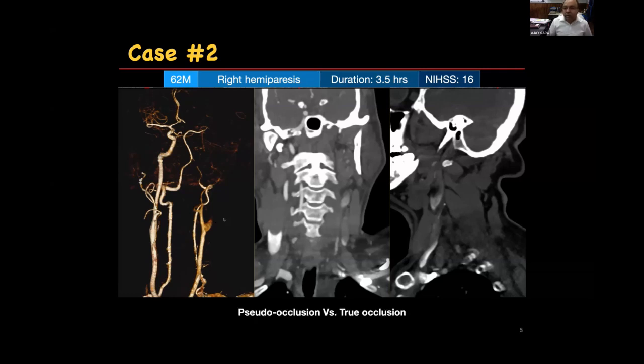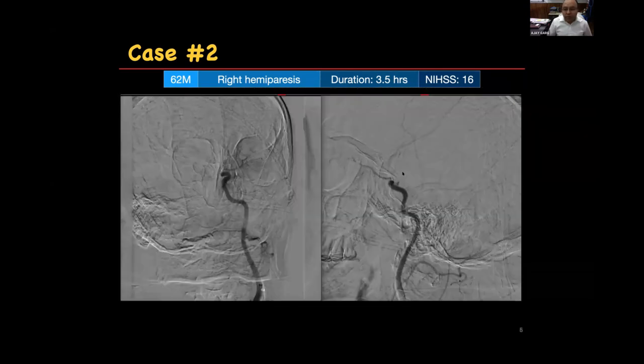In this case, the DSA was done. A DSA clearly shows the occlusion is at the level of the supraclinoid ICA. So one should be careful while interpreting CT angio to localize the site of obstruction.